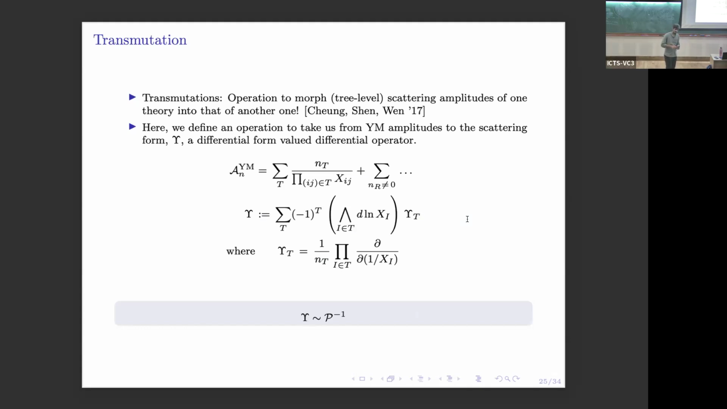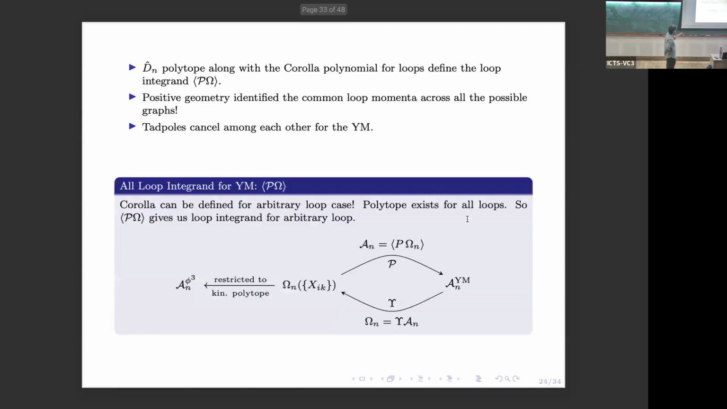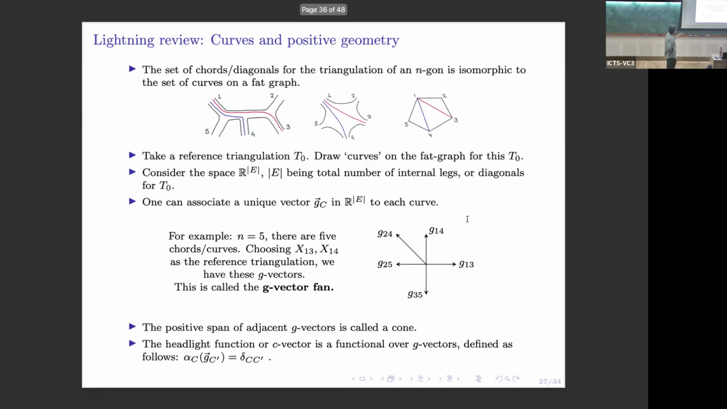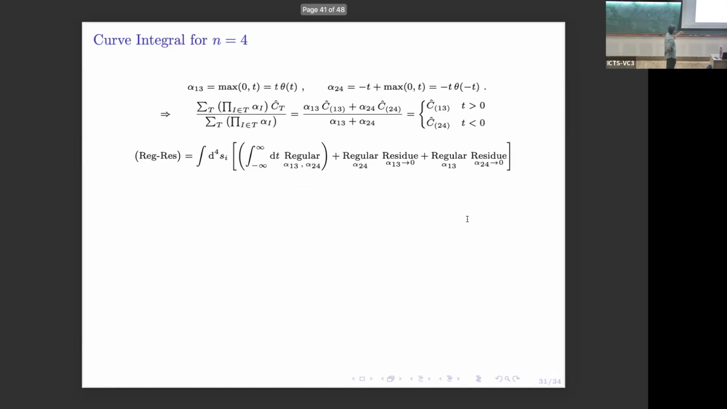And what we're saying is that you take the Yang-Mills amplitude and you get back to the canonical form. Okay? And that you can do easily, and this is just some differential operator. Okay, so you differentiate with respect to all the poles, and then you divide by the numerator. What you get is a canonical form. So this is in a way the inverse of the P. Okay, so this is the thing, and I will not talk about this.